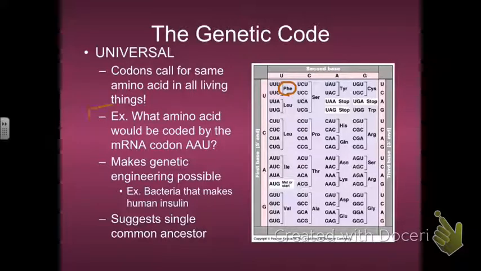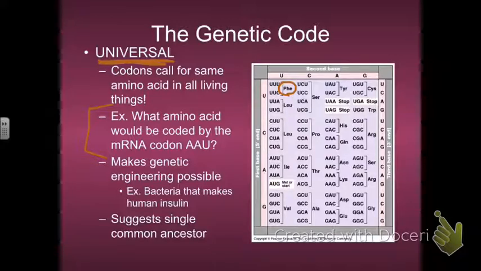Okay, so you can take a look at the example here and see if you can figure out what amino acid would be coded for by AAU. Because this genetic code is universal, that means that it's not just for humans.